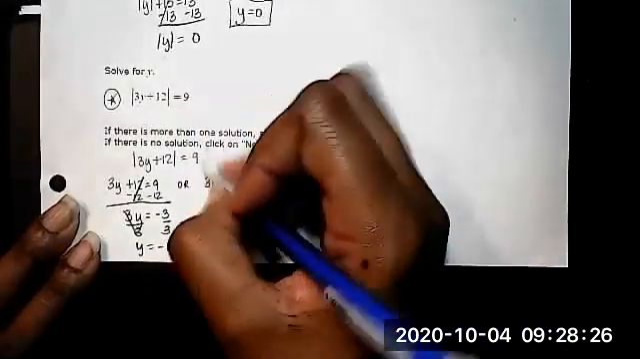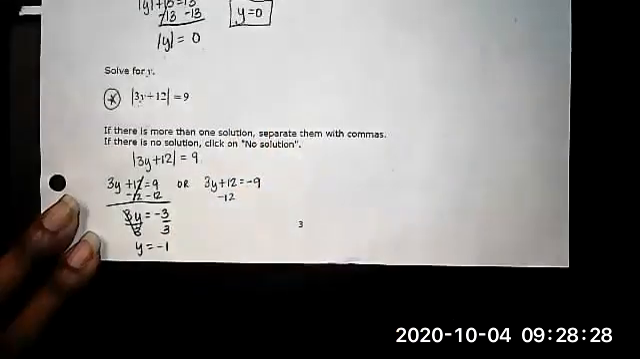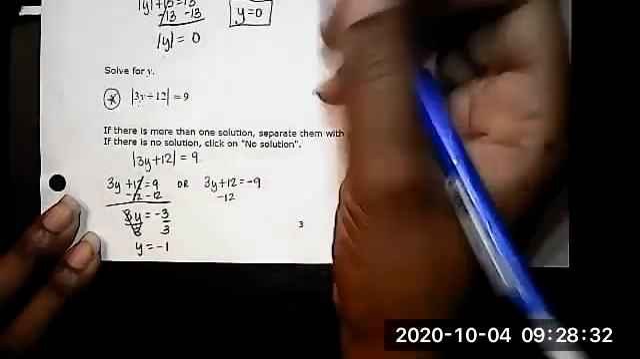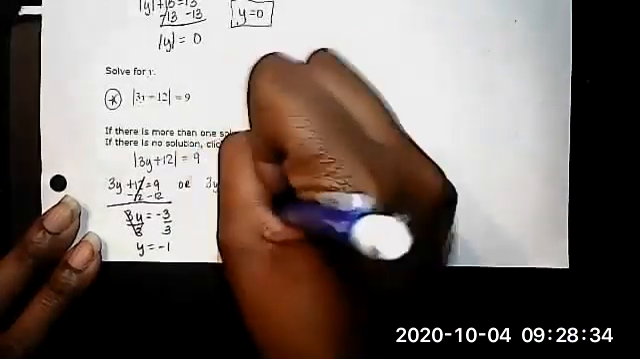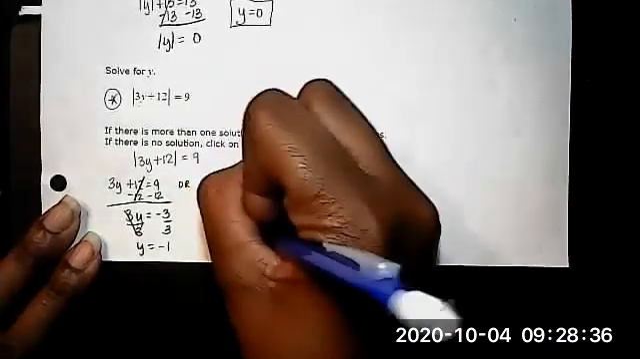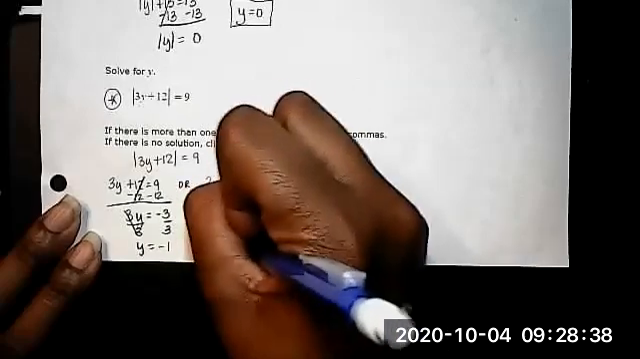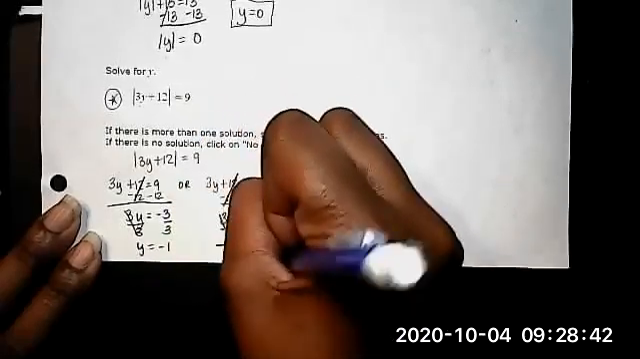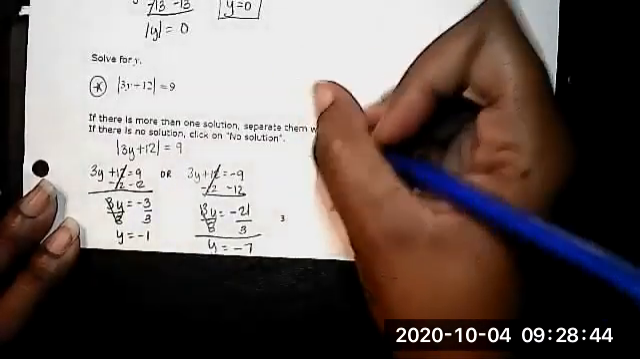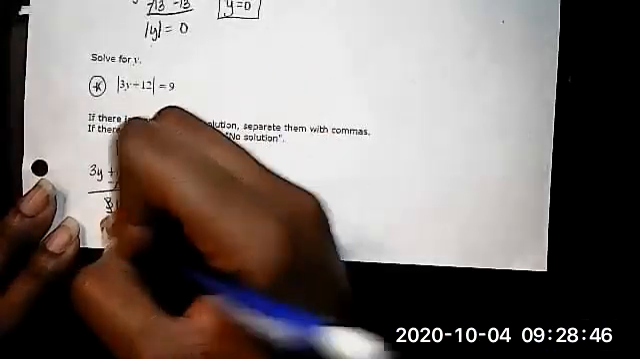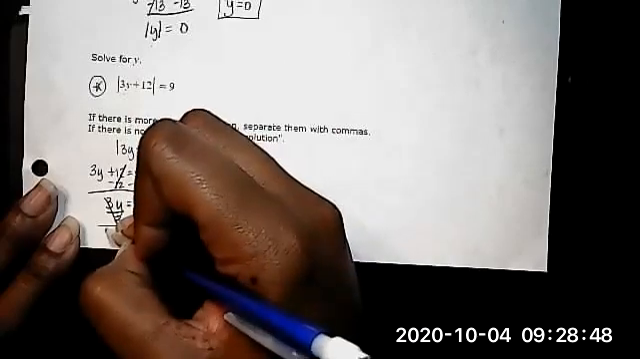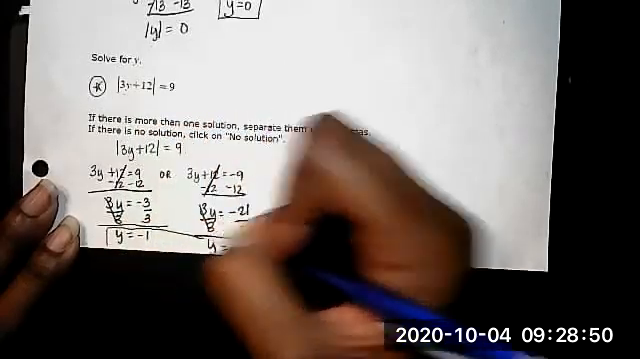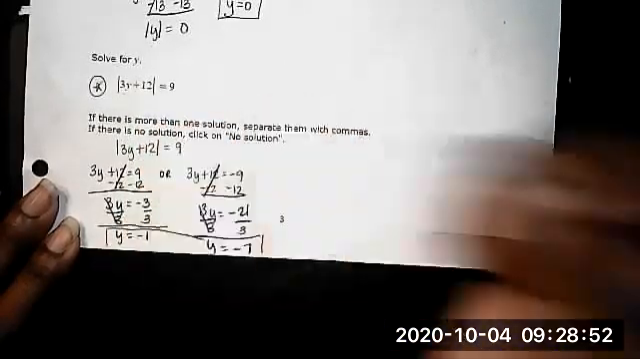In this case, you're going to subtract 12 from both sides. So we have negative 9 and then minus 12, okay? And you get 3y is equal to negative 21. Divide by 3. y is going to be equal to negative 7. So your answers basically for this one are y is equal to negative 1 or y is equal to negative 7, okay?